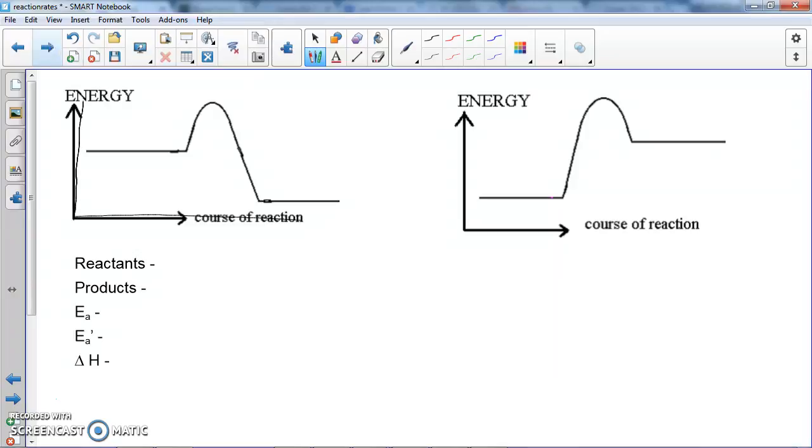Your reactants are going to be the first bar you come to, because along the reaction pathway we hit the reactants, then the products. So you're going to label those bars as reactants and products. Same thing over here, reactants and products. That's two of the five that I expect you to be able to label. Now E sub A is from the reactants to the top of the peak. So this is your E sub A.